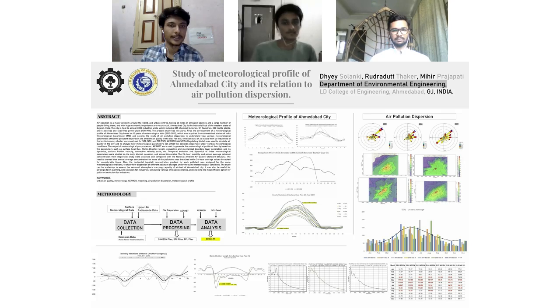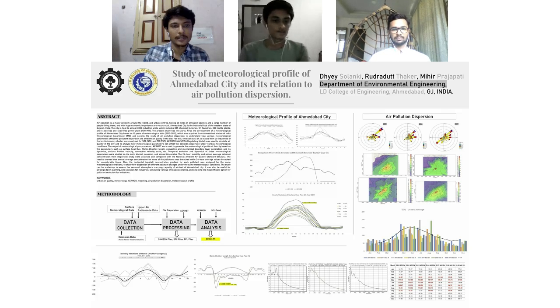Our topic for the presentation is a study of the meteorological profile of Ahmedabad city and its relation to air pollution dispersion. Our main research question was how meteorological parameters affect air pollutant dispersion in the city. Our larger, ultimate goal was to develop the atmospheric carrying capacity for the city.